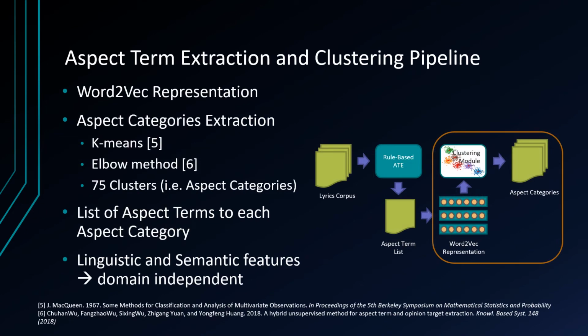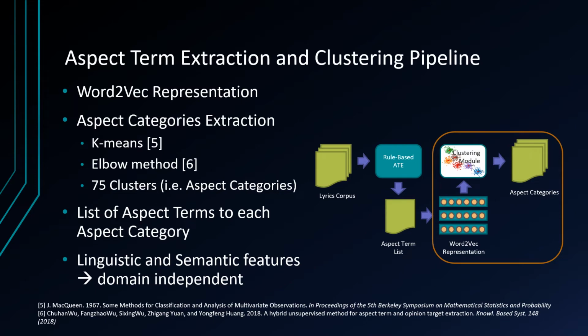The second half of the pipeline follows the design of defining the aspect categories of a given domain. It takes advantage of the word2vec embedding module to transform each aspect term into its numerical form. Then it applies the k-means algorithm to cluster the aspect term embeddings into groups whose centroids define an averaged representation of the aspect categories. To identify which number of clusters outlines consistent aspect categories, we exploit the Elbow method, finding in our case that 75 is the optimal value.